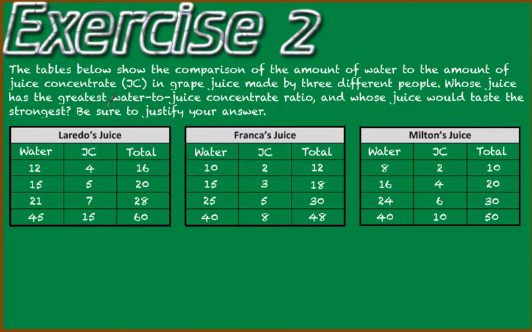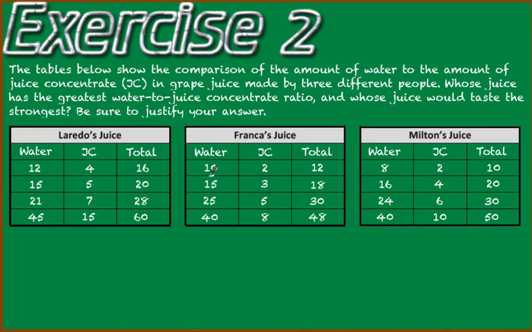So first we're going to look for who has the greatest water to juice concentrate. What that means is who has the most water compared to their juice. Since I don't have any ratios that are compared to 1, I need to use ratios that have at least one of the numbers being the same. So if I look at Laredo's water and Franca's water, they both use 15 cups of water.